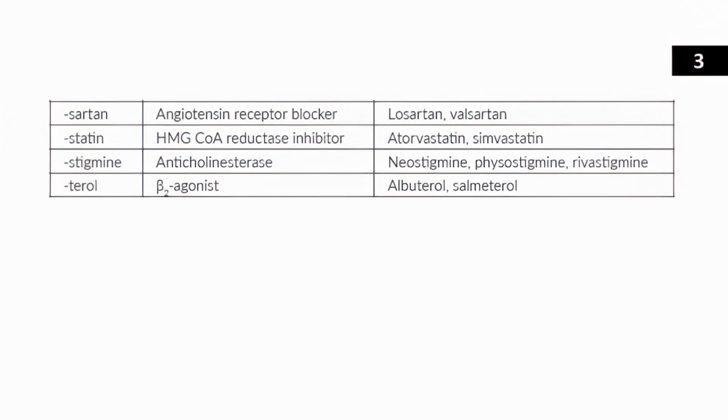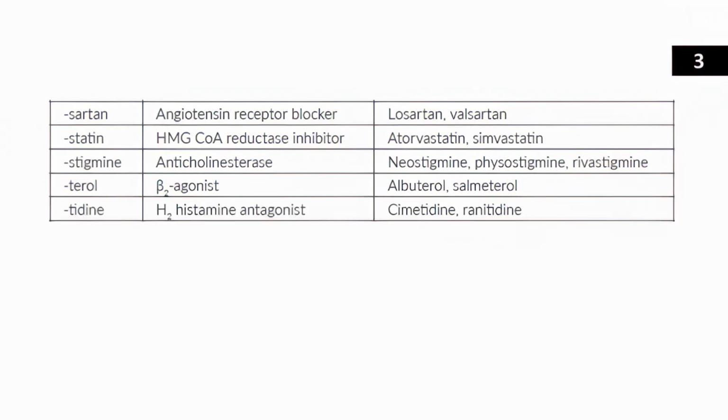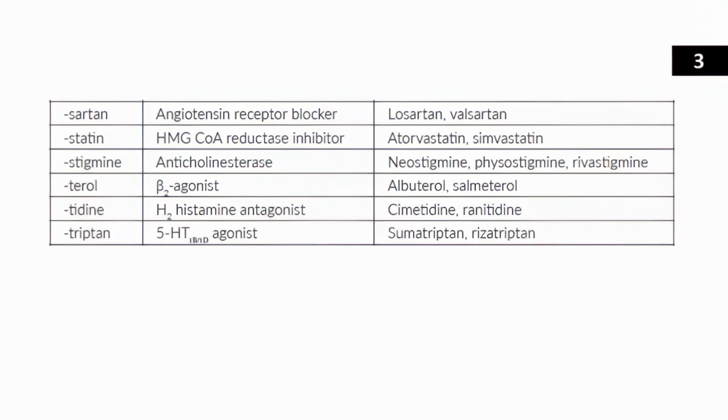Sterol is a beta-2 agonist like albuterol or salmeterol. Tadine are histamine antagonists, H2 blockers like cimetidine or ranitidine. Triptans are drugs like sumatriptan, which you might know better as Imitrex. These are serotonin agonists, serotonin 1B, 1D agonists, which are used to treat migraines.